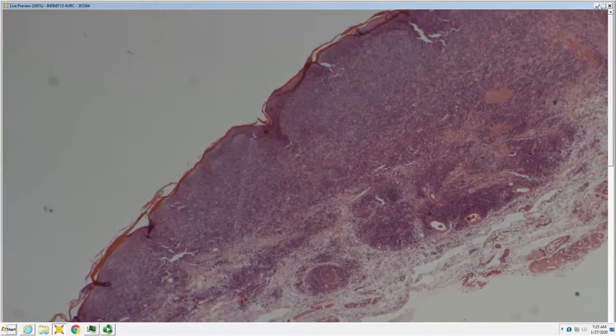T lymphomas are commonly follicular tropic or into the sweat ducts as well. When they're into the sweat glands, you can get really tropism of the sweat glands where it can mimic eccrine carcinoma. So you have to be aware of that. B things tend to be heavy and deep.